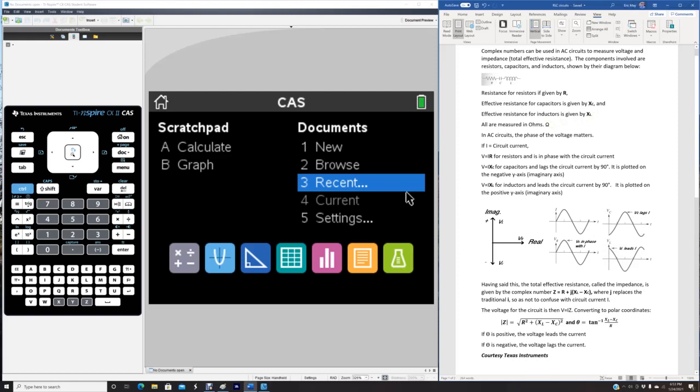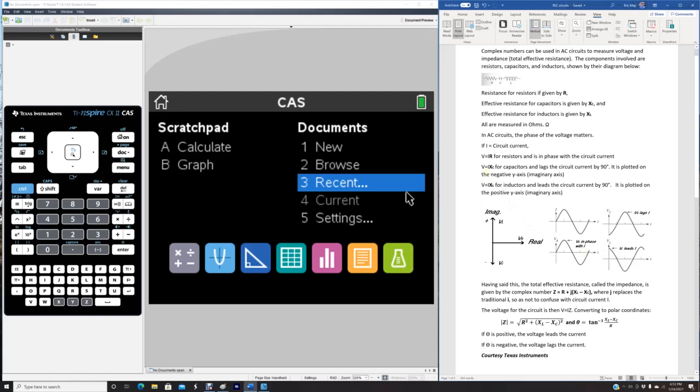Now, in AC circuits, the phase of the voltage matters. Here we have, if I is the circuit current, then the voltage V equals IR for resistors, and is in phase with the circuit current. This is shown by the graphs down here. Here's a sinusoidal wave of the current, and here is the voltage of the resistance, also in phase with the circuit current.